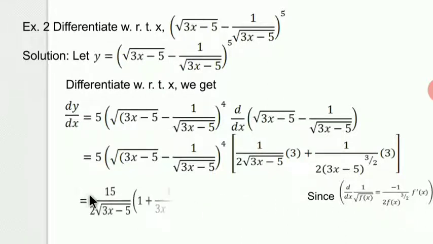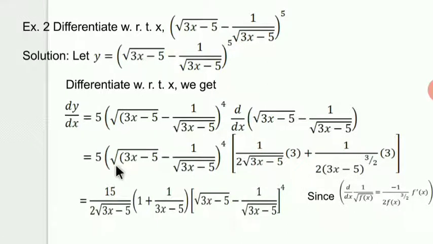It is equal to, if we take 3 upon 2 times square root of 3x minus 5 as a common factor, we get 15 upon 2 times square root of 3x minus 5. So inside this bracket, we remain with 1 plus 1 upon 3x minus 5, into this bracket as it is. Now simplify this bracket. If we take the LCM as 3x minus 5, we get 3x minus 5 plus 1, which means 3x minus 4 in the numerator.